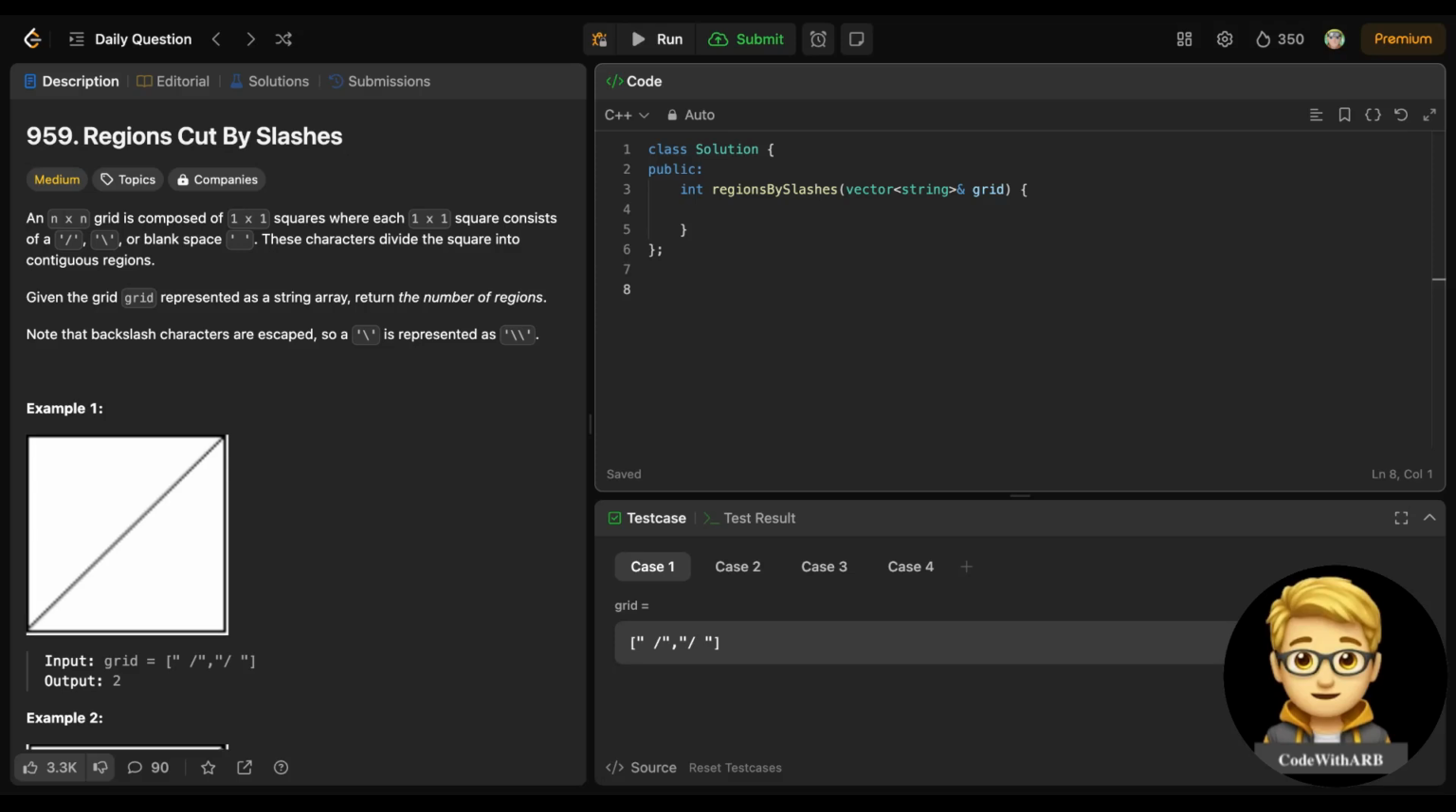We will solve today's LeetCode problem. The question is Regions Cut by Slashes, and this is marked as a LeetCode medium. Okay, so let's see what the question is asking.